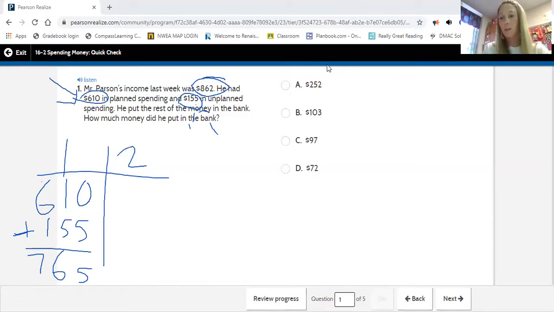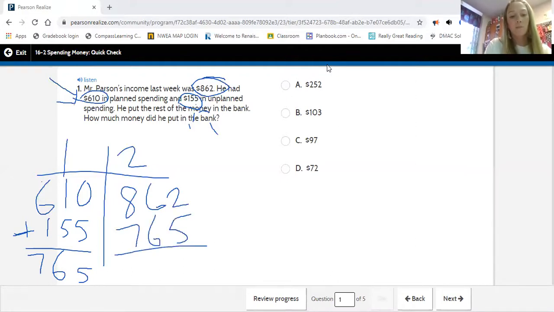Remember how we always take whatever we got in step 1 and we're probably going to have to use that in step 2. His income was $862. His spending was $765. And they want to know, if you put the rest of it in the bank, the leftover part, what did he put in the bank? Well, we need to subtract to find out what he put in the bank.